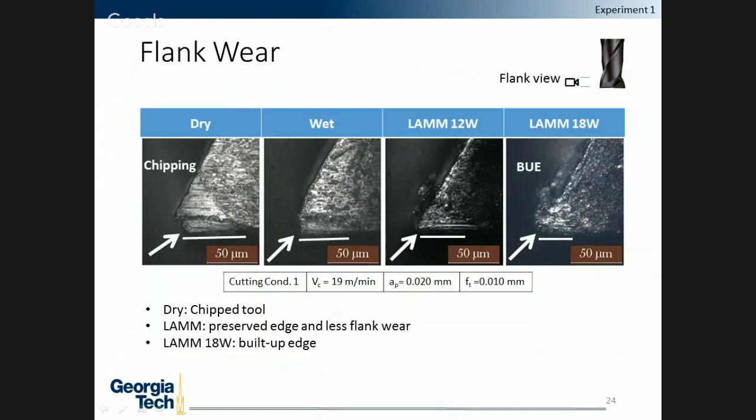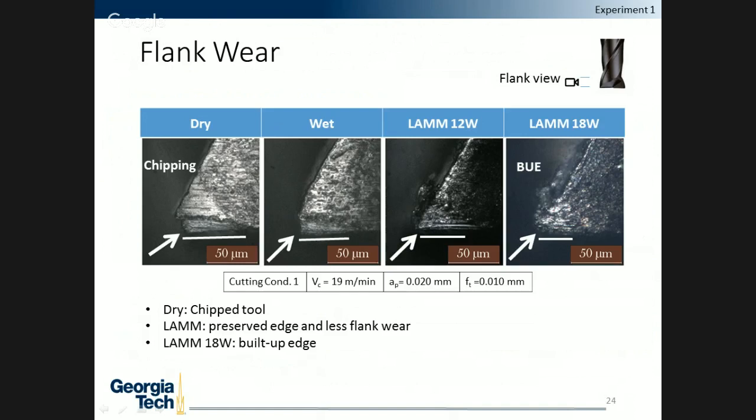This just shows, moving on from the micromachinability of the workpiece, we moved on to the tool condition, and it's shown by the schematic. We're looking at the flank view here, and that's what these images represent. For the dry cutting condition, it was seen that there was chipping of the tool and excessive flank wear as well.